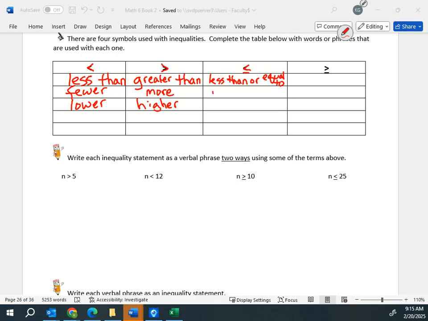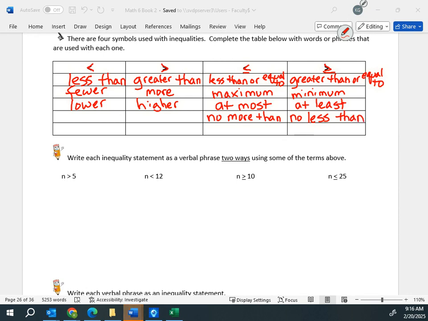Other ways we could see that expressed is the maximum amount of money you can bring is $5. So you can bring less than $5, you can bring $5, but no more. At most, you can bring is $5, or no more than $5. And we have the greater than or equal to. That would be the minimum. The minimum amount of time reading should be 30 minutes. So you have to read 30 minutes, but you can read more than that. You should read at least 30 minutes, or no less than 30 minutes.